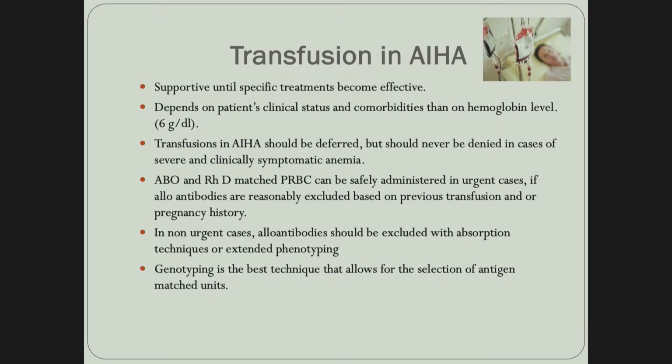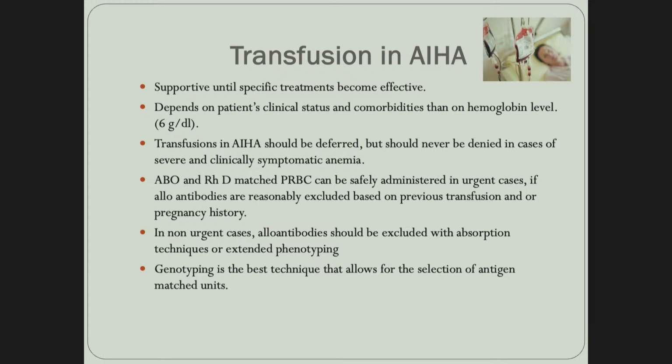If transfusion is planned, it depends upon clinical status, comorbidities and hemoglobin level. Transfusion in AIHA should be deferred but should never be denied in case of severe and clinically symptomatic anemia. The first and foremost thing is that it should be ABO matched, and any alloantibodies reasonably excluded. You have to ask the patient regarding their blood group, because most of the times cold agglutinin disease will reflect as AB positive group. If you ask their previous history of blood group, they might give you some clue. Most of the females have their blood group done during pregnancies, which gives a clear picture of their blood group.